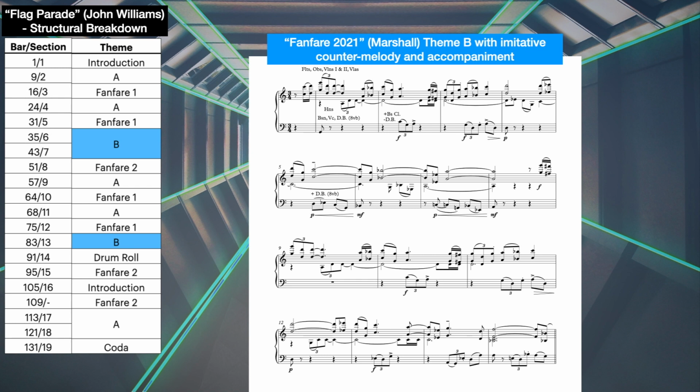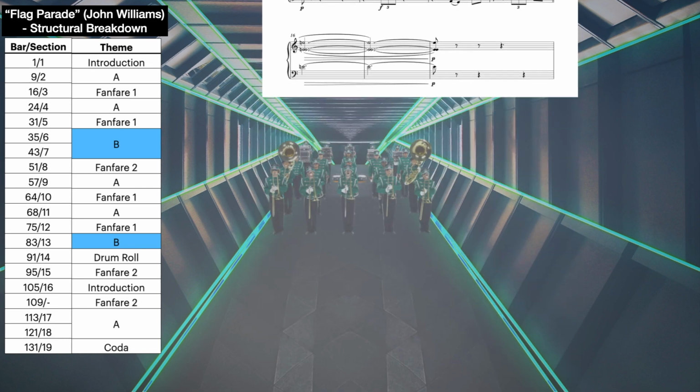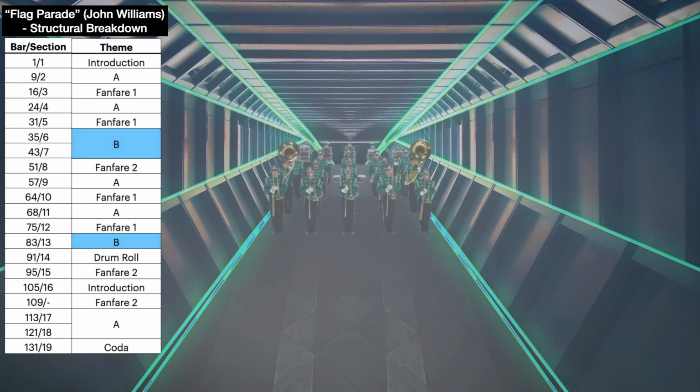In addition to the two themes that Williams's Flag Parade boasts, there are two types of fanfare, labelled Fanfare 1 and Fanfare 2. There's also a coda and an introductory section that appears twice: once at the beginning, and again to transition into the final repetitions of Theme A.